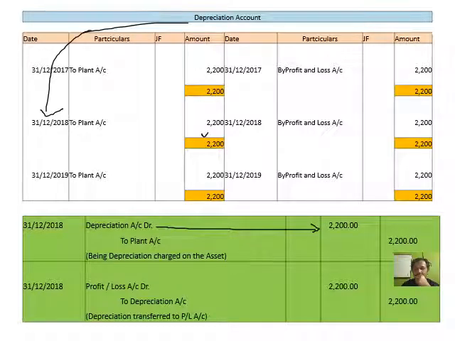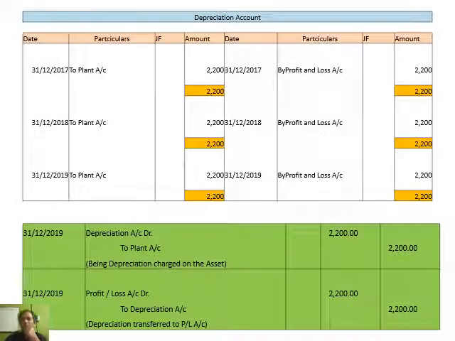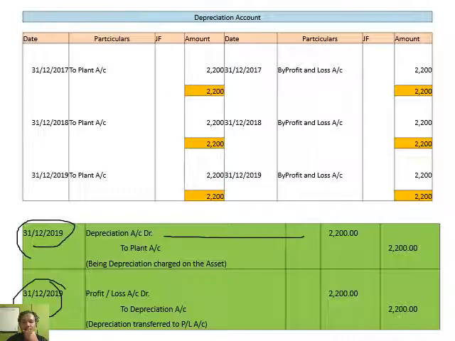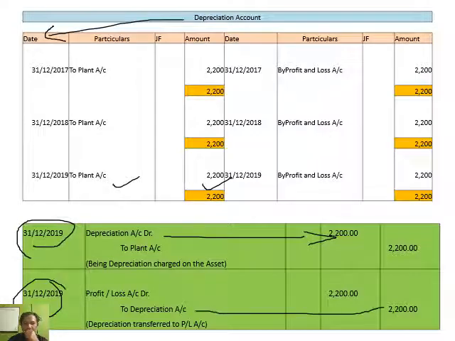Next, profit and loss to depreciation account. Depreciation account should be on the credit side. So we have recorded here 2200. So depreciation is on the credit side. We are recording accordingly. Now in the third year also, we will follow the same format, that is 31st December 2019, depreciation account debit. Depreciation is on the debit side, right? So depreciation account debit, so it will be on the debit side. To plant account 2200. Next, profit and loss account debit to depreciation account. So depreciation is given on the credit side, so it will be recorded on the credit side, by profit and loss account. So we will have again a figure of 2200 here.